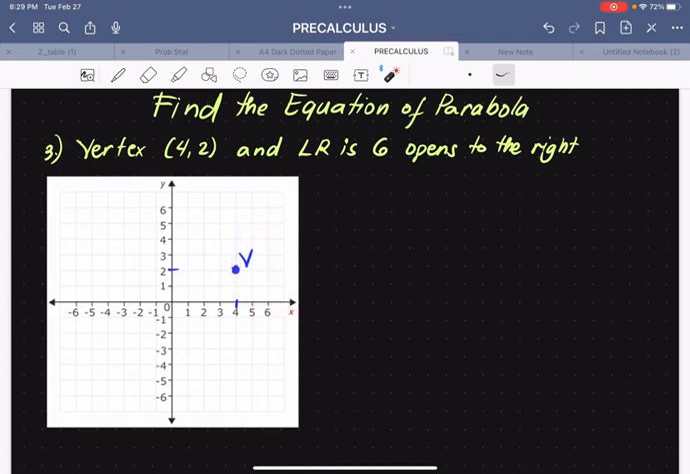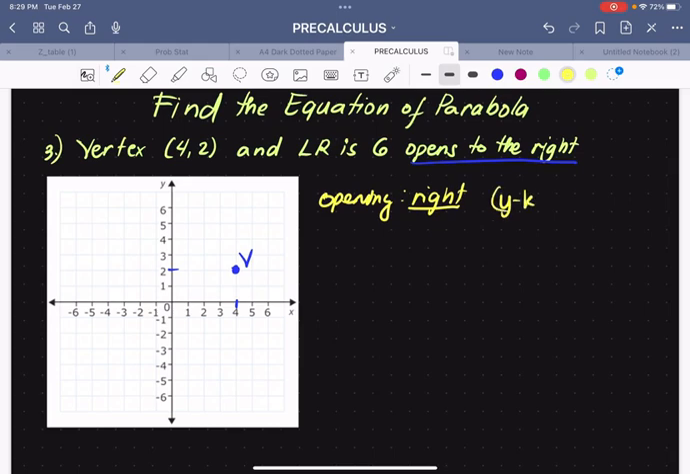Opens to the right. So that's the opening of the parabola, right? Opens to the right, so we're going to use the formula (y minus k) quantity squared equals positive 4c (x minus h).